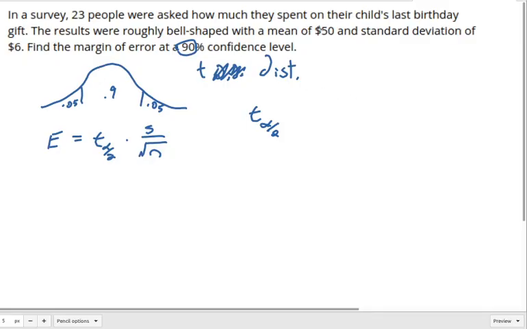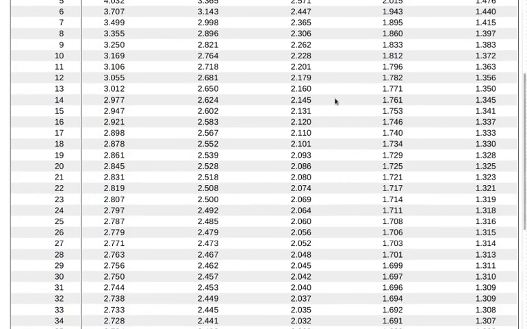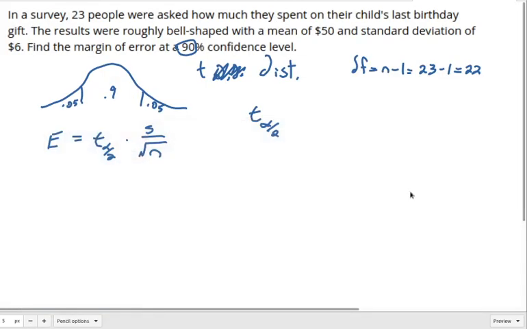Then, to figure out what row I'm in, I need to know my degrees of freedom. We're using n minus 1 to calculate degrees of freedom, which in our case is 23 minus 1, so that leaves me with 22 degrees of freedom. So we'll go down to row 22 in that fourth column, and that will tell me my critical value, 1.717.